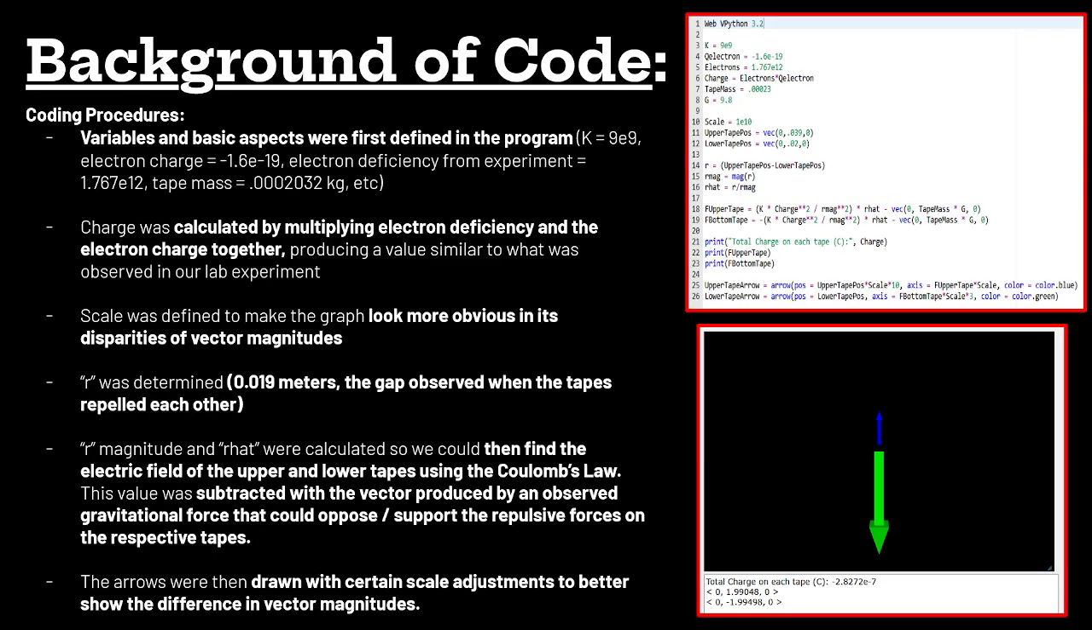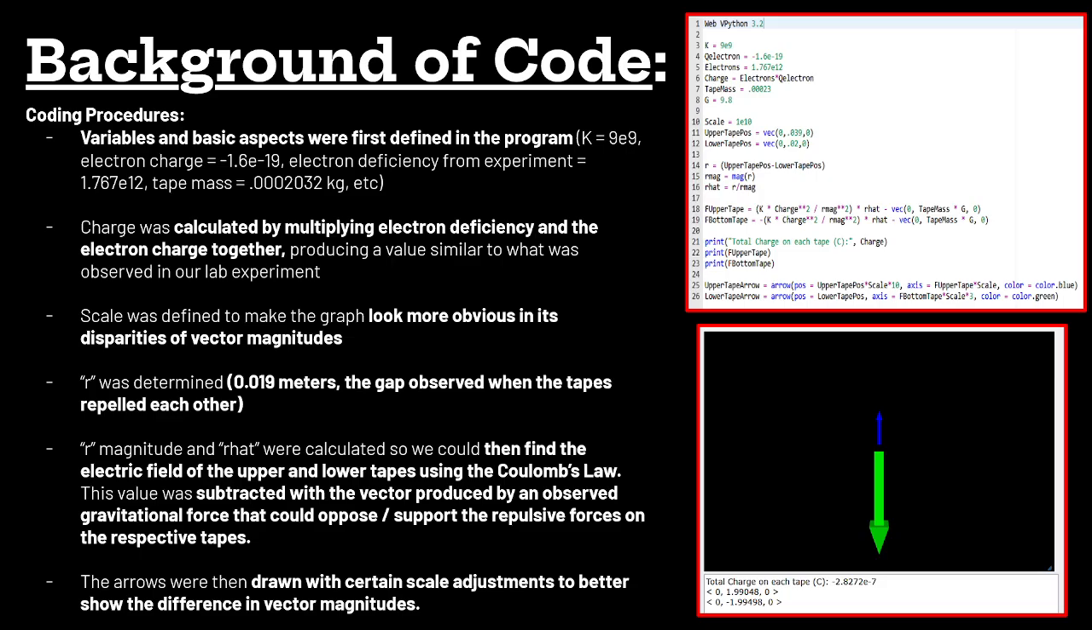For the background of the code, we had variables and basic aspects that were first defined in the program, such as K, electron charge, electron efficiency, and all these came from the experiment. Charge is calculated by multiplying electron efficiency and electron charge together. This produced a value very similar to what we calculated by ourselves in our lab experiment, which is a very good thing. And then, as I said before, scale was defined earlier to make the graph look more obvious in its disparities of vector magnitudes, even if it's pretty small.